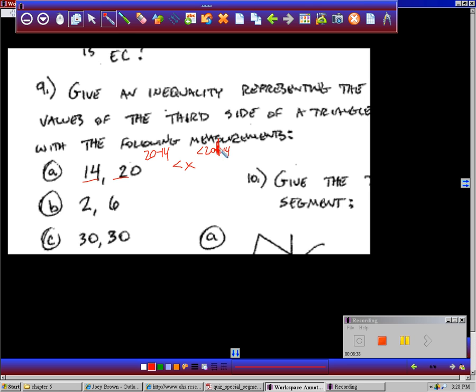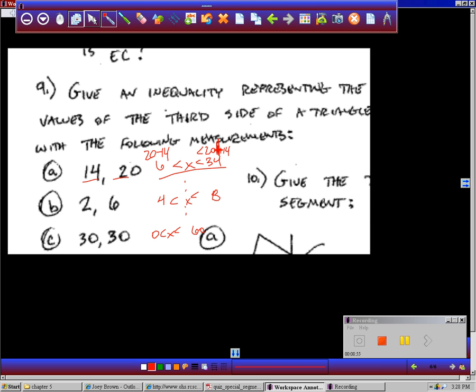I don't know what's going on. What's going on? Right there. Okay, so that's going to be 6 less than x, less than 34. So that's good. So x has to be in between all of that.